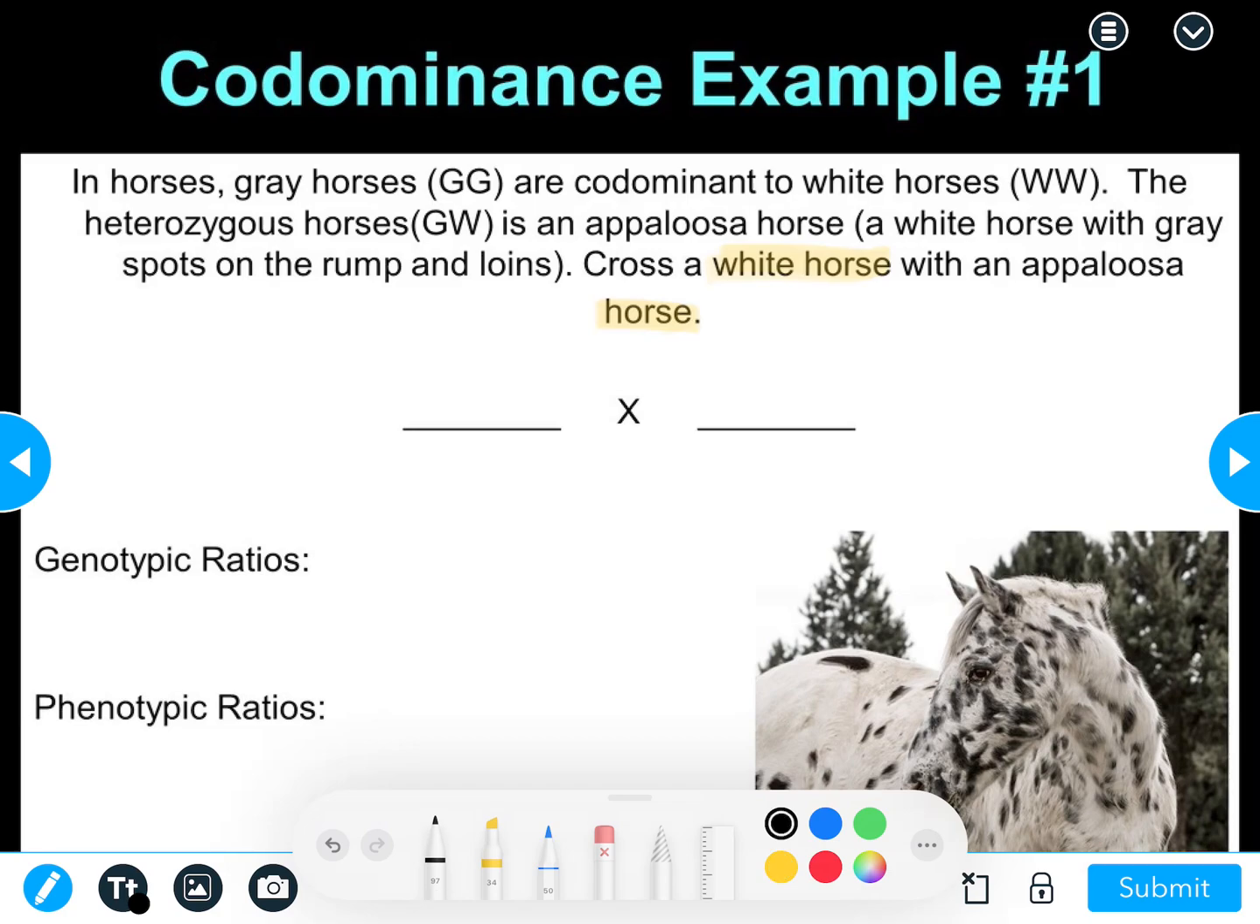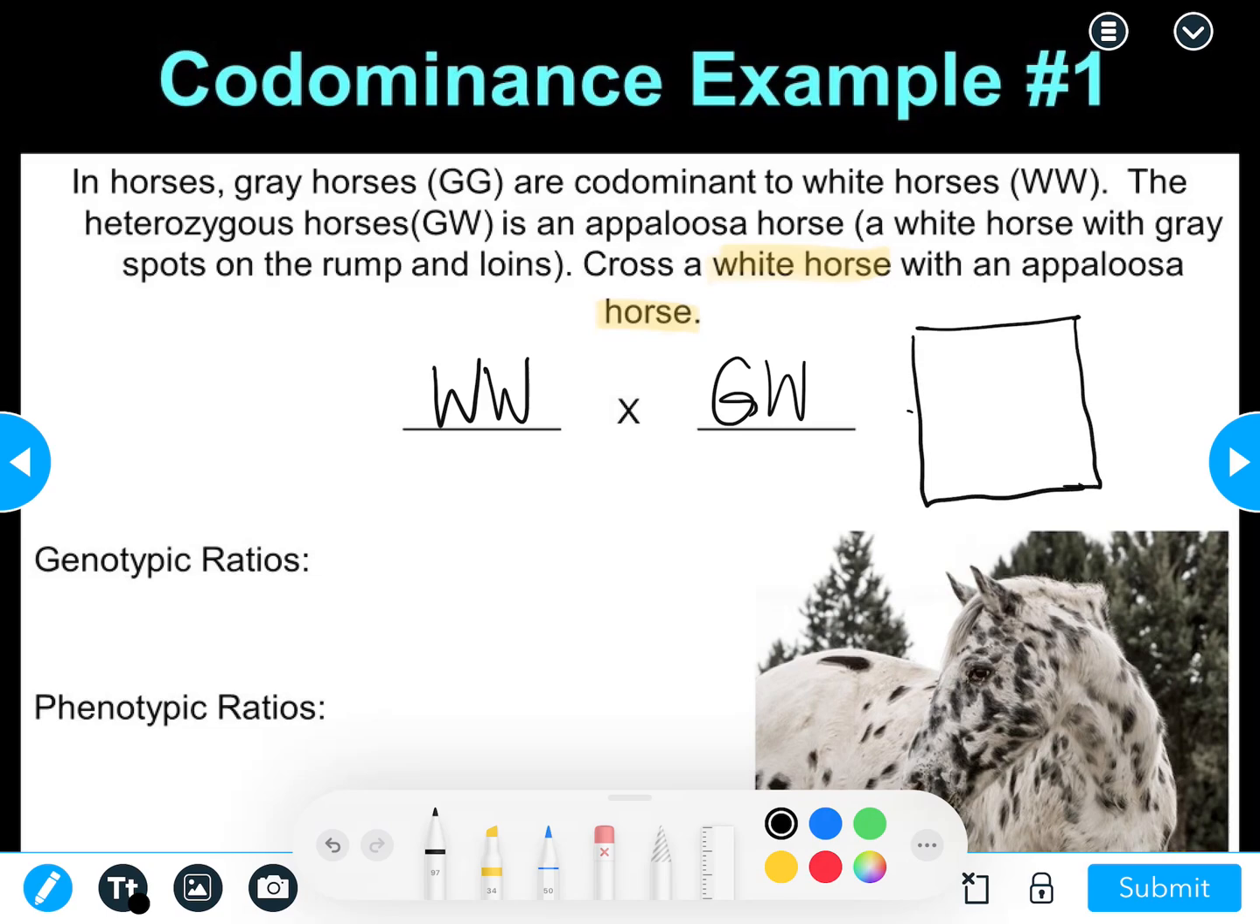All right, so if we cross these two, we're getting a white horse, which is WW, times an Appaloosa horse, which is GW. So now we're going to set up our Punnett square with a letter mixing. And don't panic because that's what these are supposed to look like. So we've got WW times GW. When we cross this, we get GW times GW.